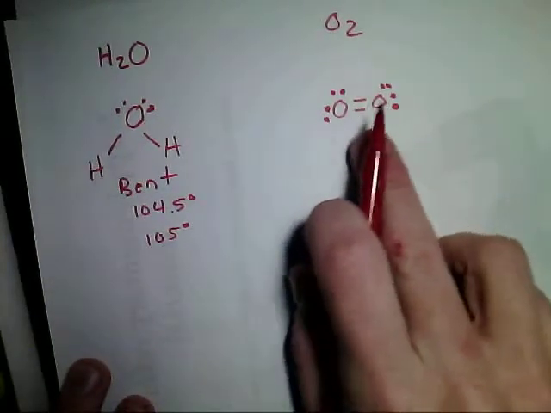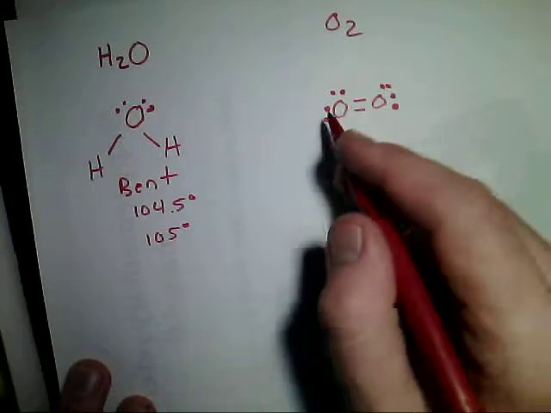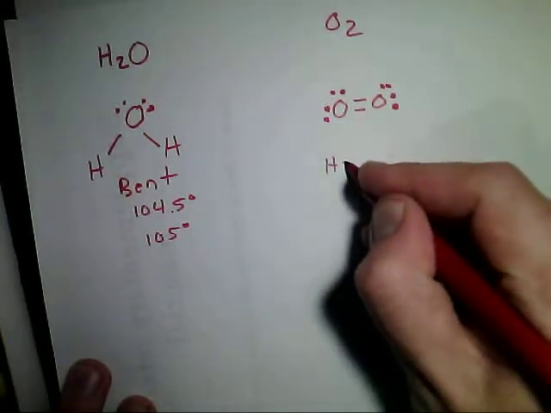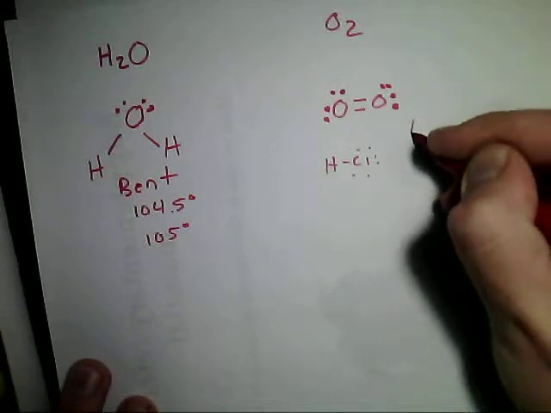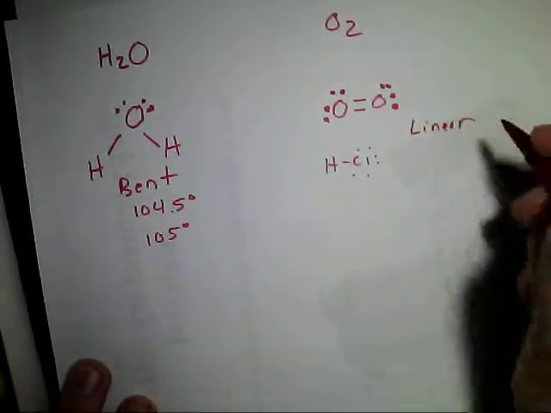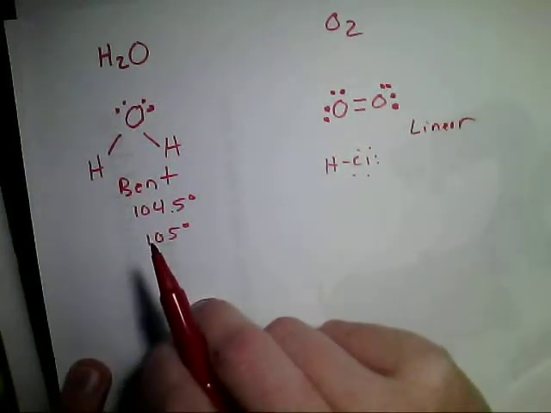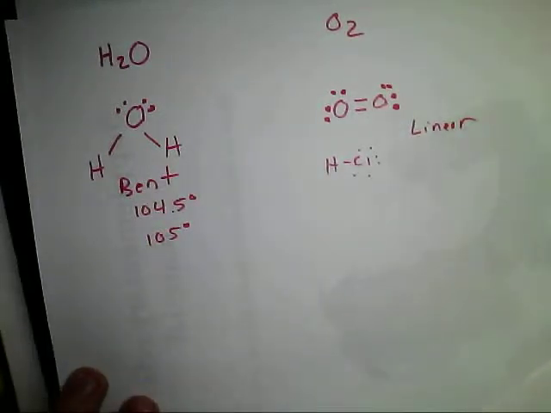Now, just as a kind of a side note here quickly, anytime there's only 2 atoms involved like this, or let's say maybe HCl, things like that, if there's only 2 things, all we can really have is linear. They're in a line, so that's something to keep in mind. We won't really find that on the chart.